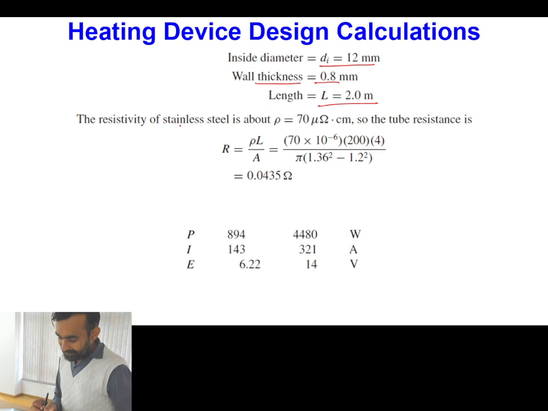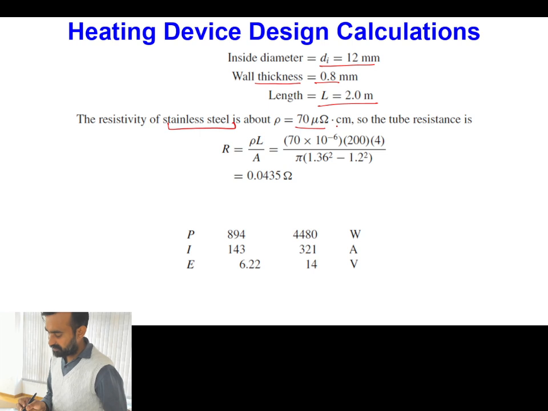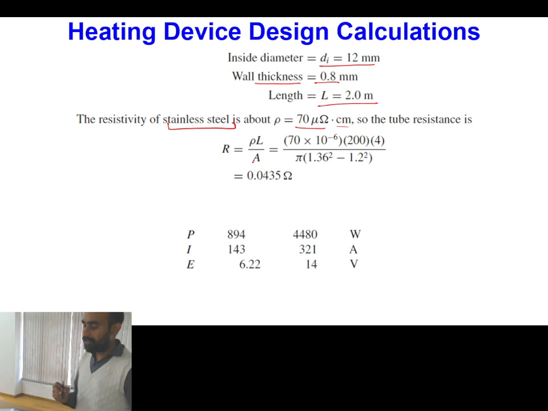Now, if I consider that the material of the tube is stainless steel, then the resistivity of stainless steel is 70 micro ohm centimeter, and the tube resistance for a length of 2 meters, and area. What will be the area of the wire?